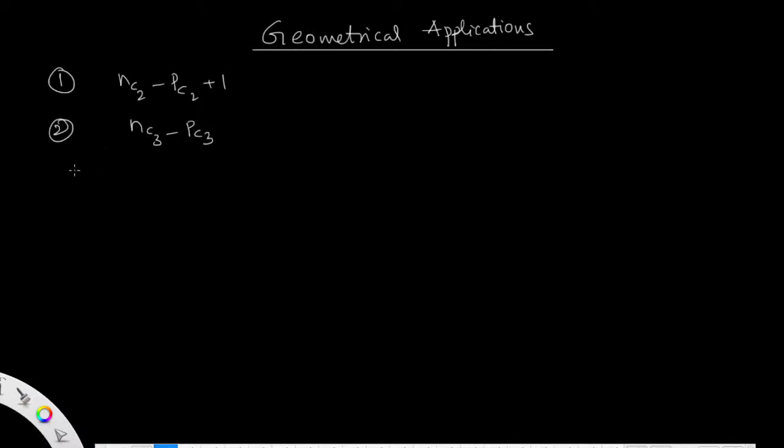The third formula we learned: out of M parallel lines intersected by another set of N parallel lines, the number of parallelograms is MC2 into NC2. Next, the fourth point we learned yesterday is fresh lines.